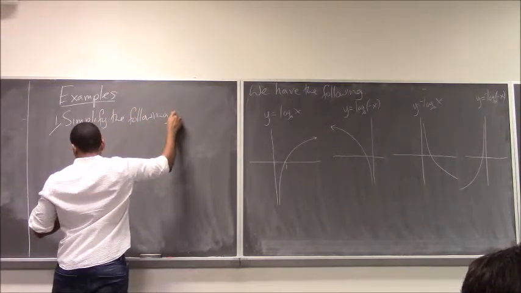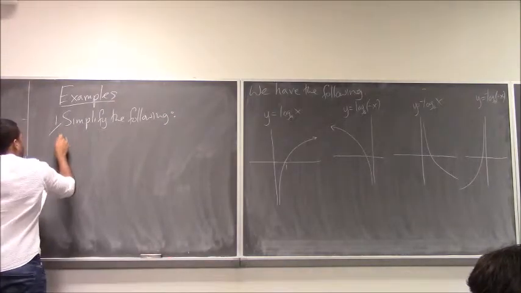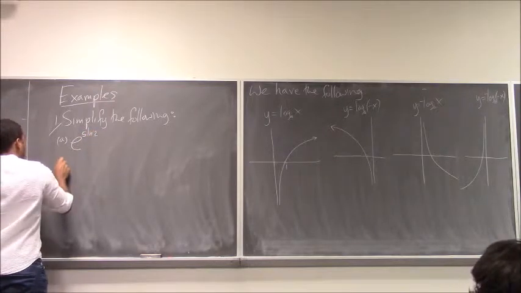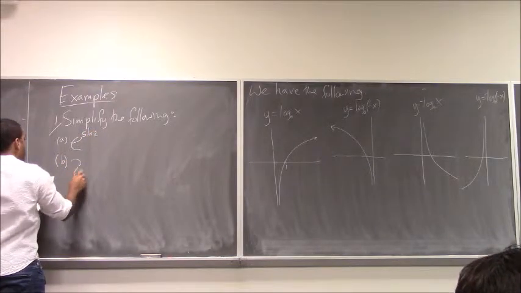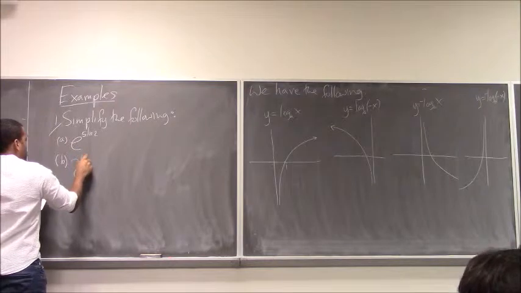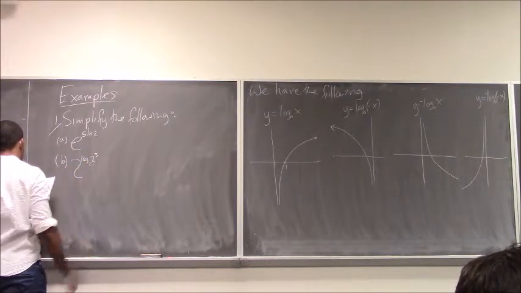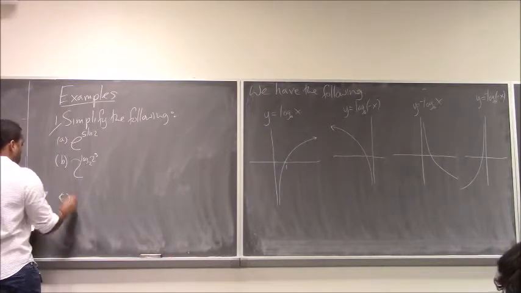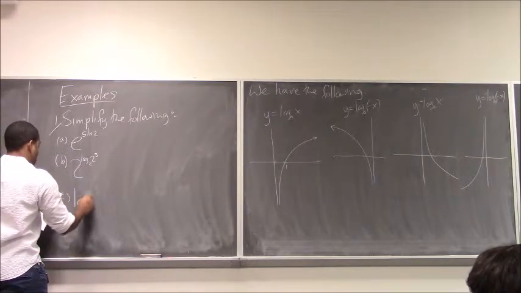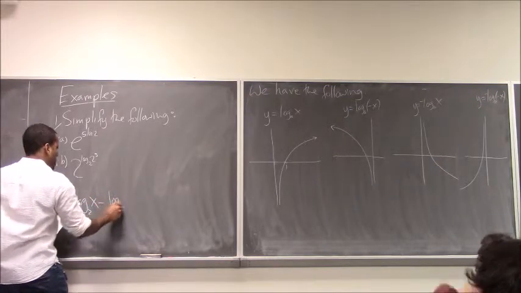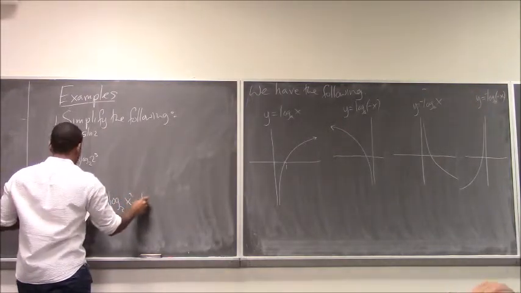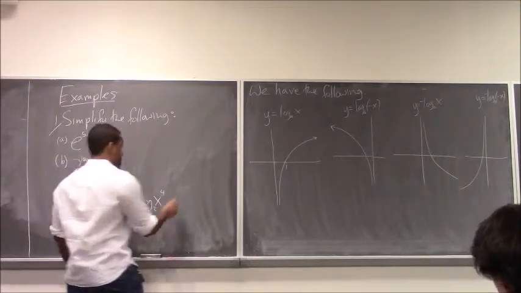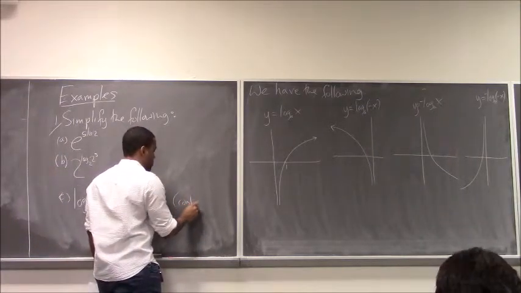Simplify the following. A. E to the 5 ln 2. B. 2 to the log to the base 2 of 2 to the 5. C. Log to the base 2 of x minus log to the base 2 of x squared plus log base 2 of x to the 4th. I want you to combine these.